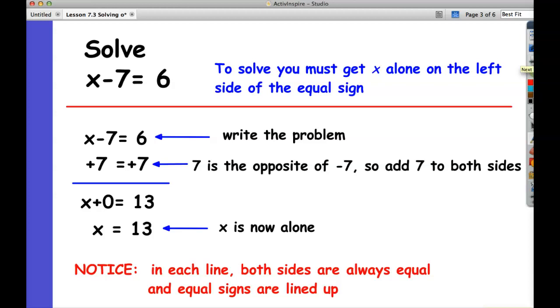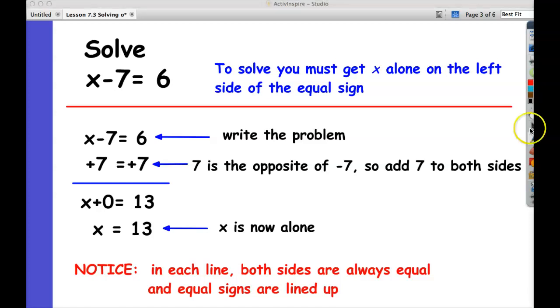So our first example of a one-step equation, where addition and subtraction is all we're going to work with: here you've got x minus 7 equals 6. To solve this, you must get x alone by itself, and you must do the opposite operation to solve. Here you're subtracting 7, so to solve you're going to add 7 to both sides.